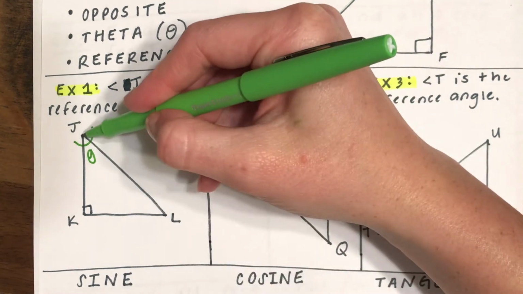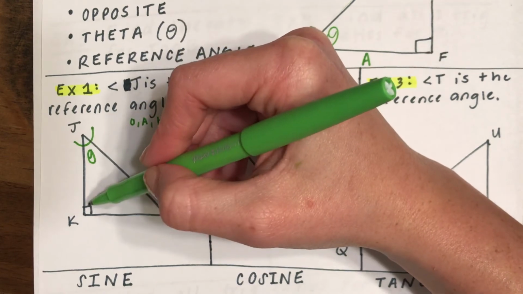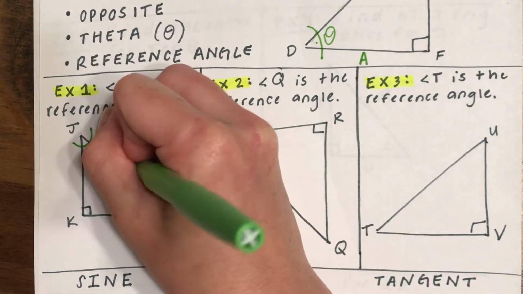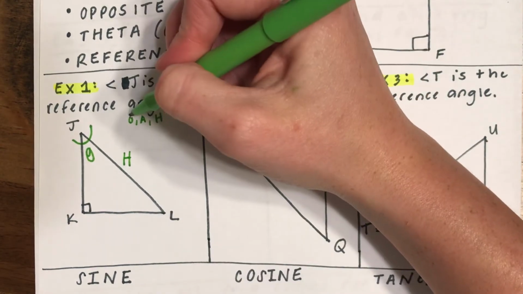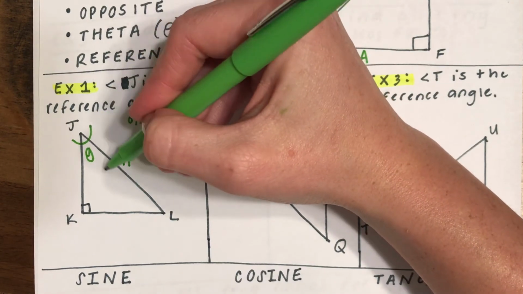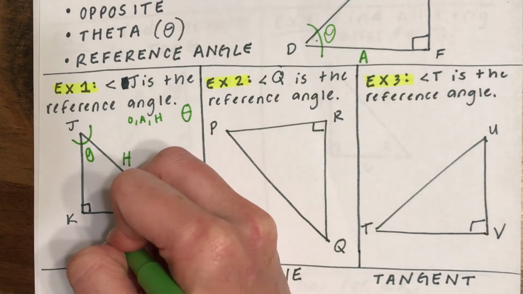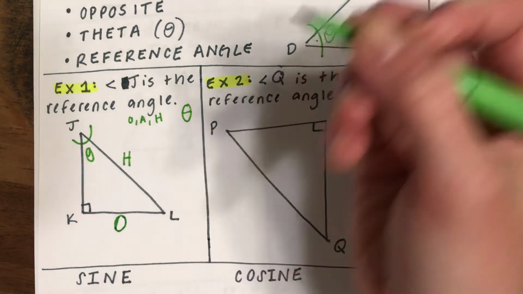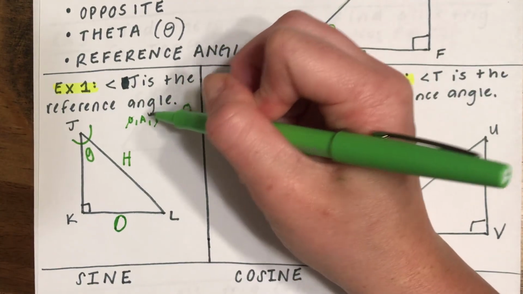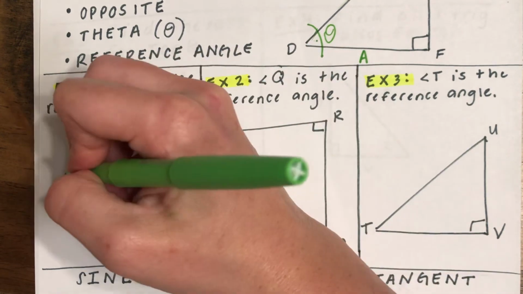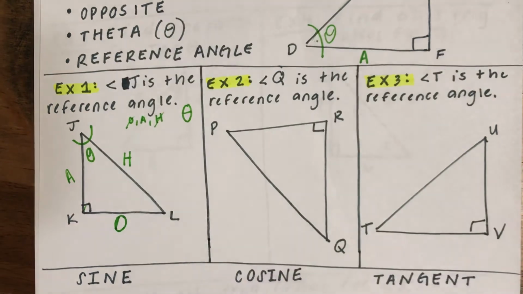So I can clearly see that JL is the longest side in that triangle. It's across from the right angle. So this will be my hypotenuse. Never changes. The side opposite of J, if I take my pencil and run it straight across, I can see is KL. Okay, almost drew an A. And then, so we've done O and H. My adjacent side is what's remaining, the side that creates my reference angle with the hypotenuse.